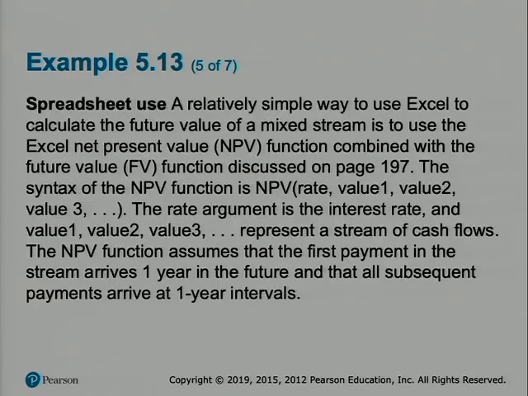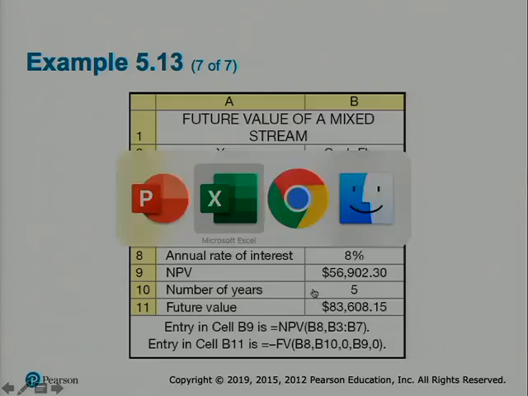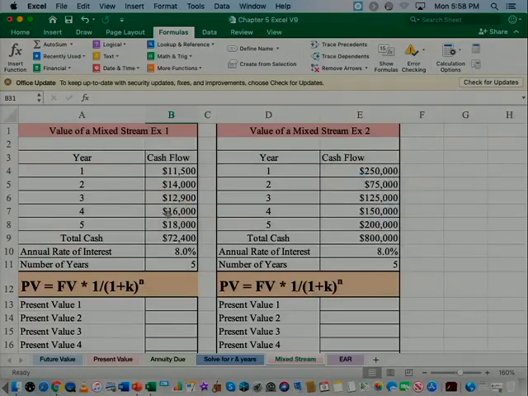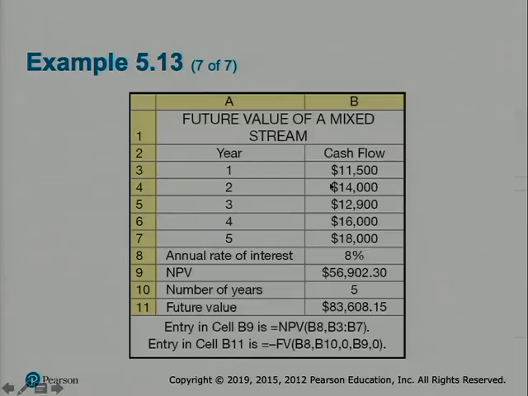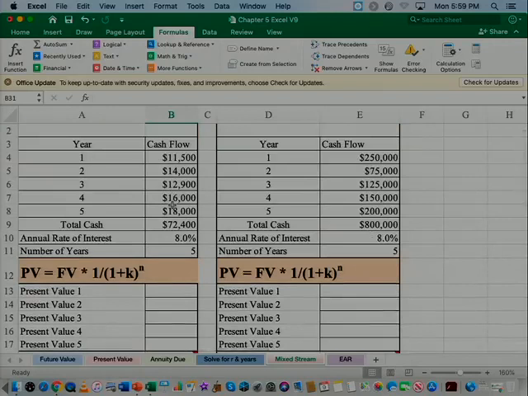Here's the spreadsheet page. You see this future value of a mixed stream. I'm going to go to the spreadsheet, and you see these numbers, 1150, 14, 1290. I kept the numbers the same for you to make it even easier. What we're trying to calculate here is the present value of this mixed stream of cash flows.